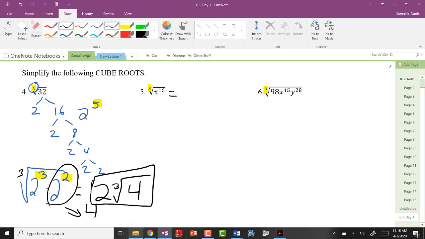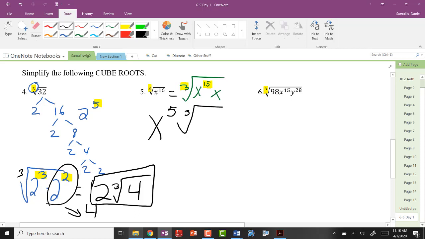15. Right. Okay. So we can break that apart: cube root of x to the 15th times x. Now I'm going to be able to divide that 15 by that 3. So I end up with x to the 5th, cube root, and that guy stays in. So x to the 5th cube root of x.